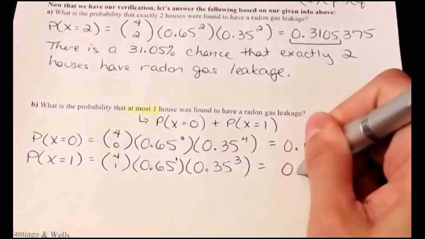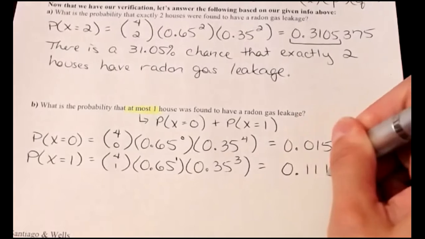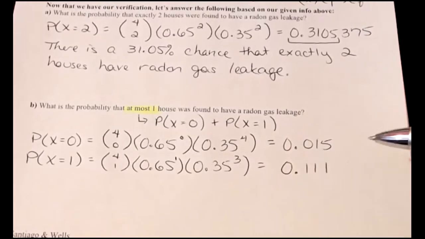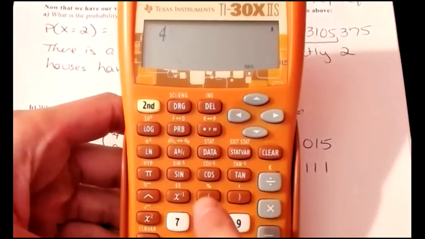0.111475, yes, excellent. So what I'm going to do is round to the nearest thousandths place, just to be in line with the previous answer. So 0.111. Just to showcase how to do this again, you're going to type in the number 4.